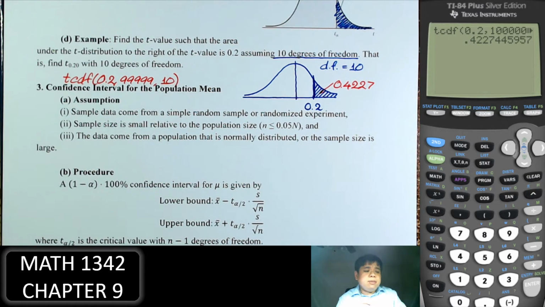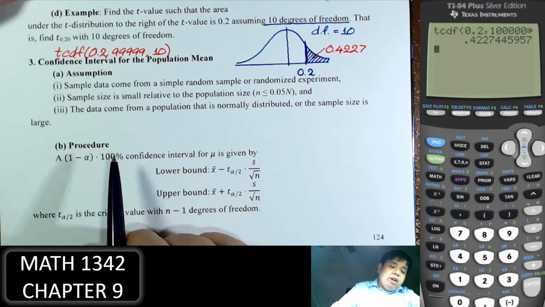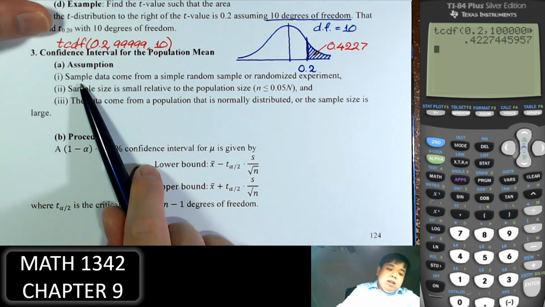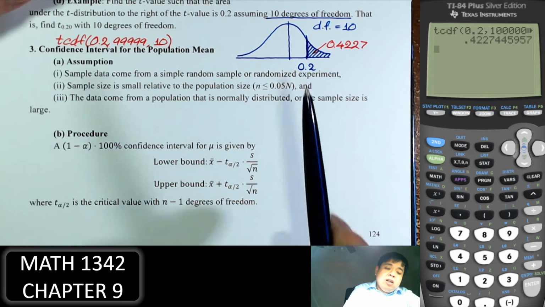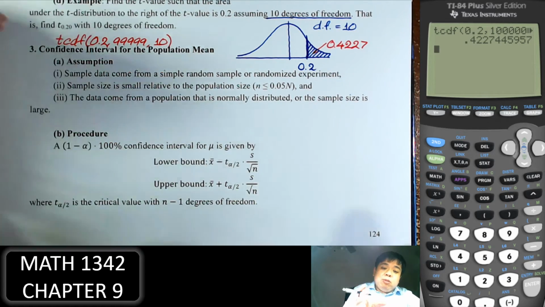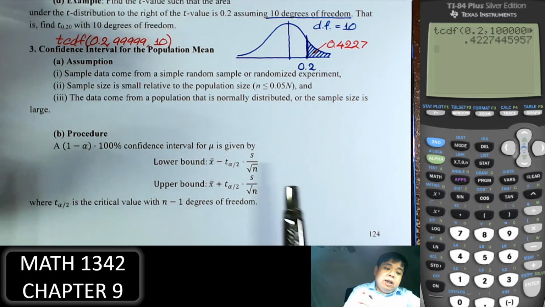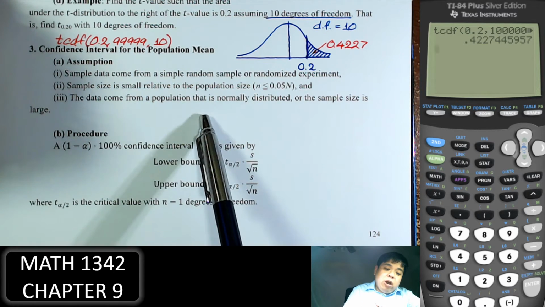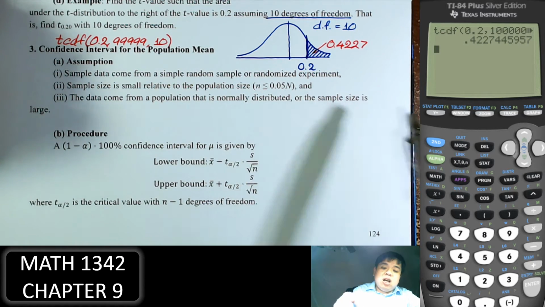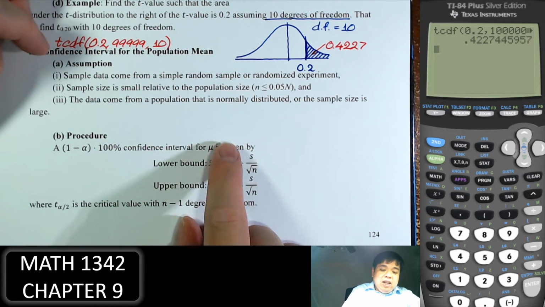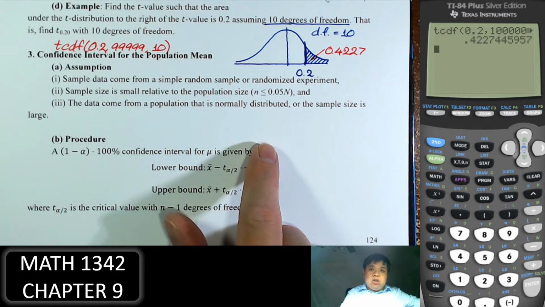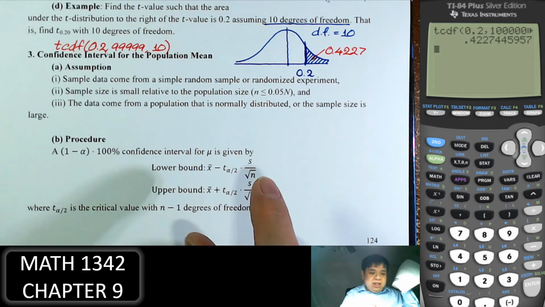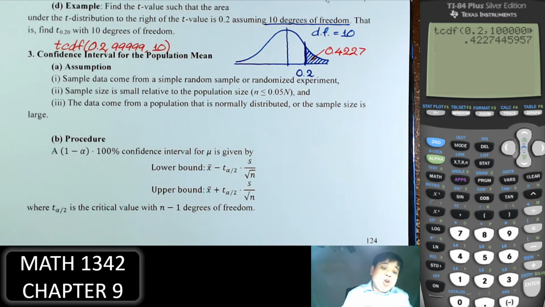Right. So to find a confidence interval for the population mean, we have to have this assumption that it has to be a randomized experiment. The sample size has to be small compared to the population, and the data that come from the population is normally distributed or the sample size is large. So either it is a normally distributed population or the sample size is large. By large we mean 30. If it's more than 30, that would be good enough.